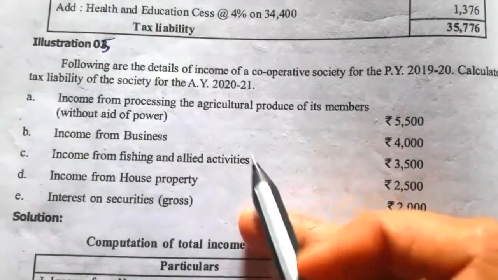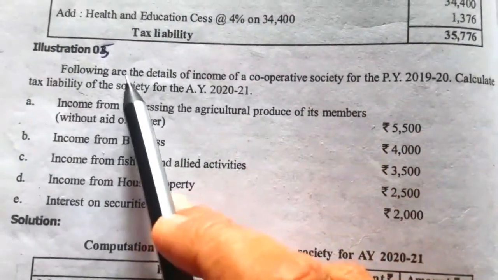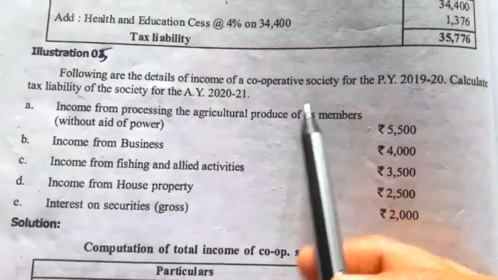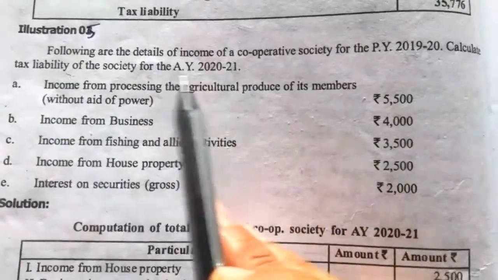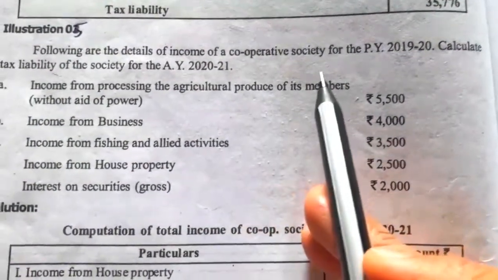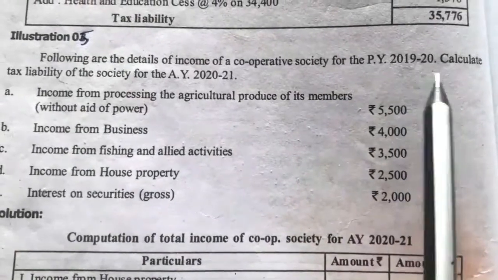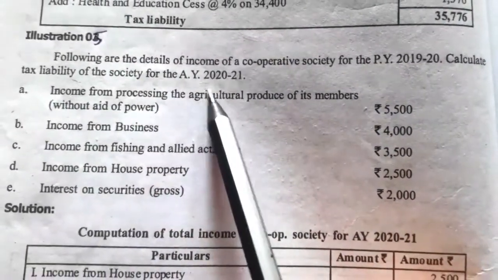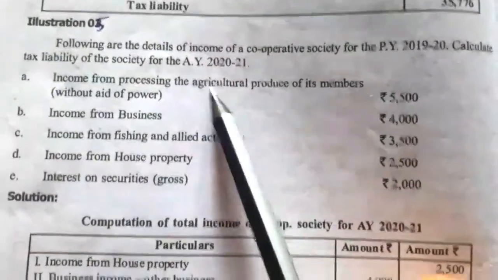Hello students, today we will learn the next illustration number 5 from the chapter Assessment of Cooperative Society. See the question. Following are the details of the income of a cooperative society for the previous year 2019-20. Calculate the tax liability of the society for the assessment year 2020-21.